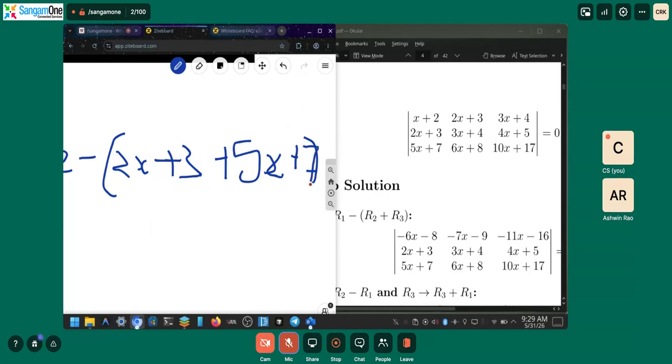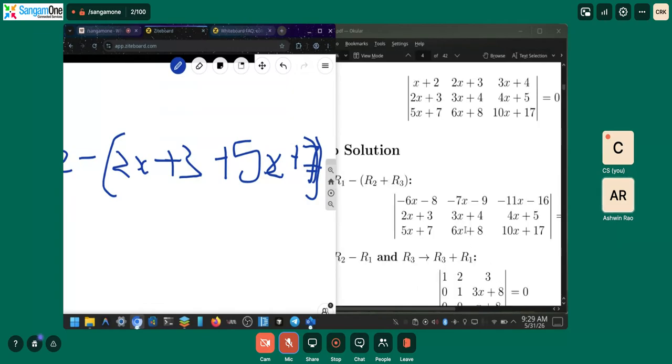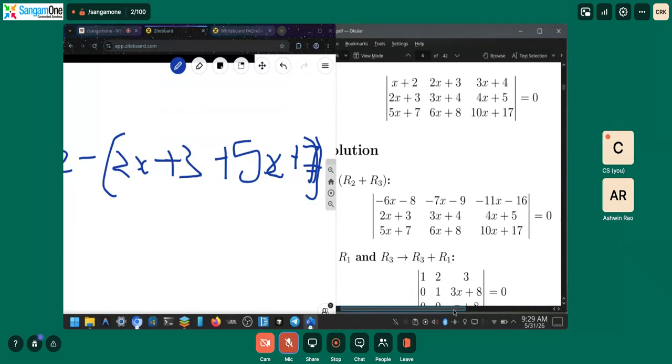Like that only you have to expand this for the first row only. This row will remain as it is. As you can see here, this row will remain as it is. Please don't confuse that. We have to apply R2 also, R3 also. Please don't confuse that. It will be a huge problem while solving the problems.